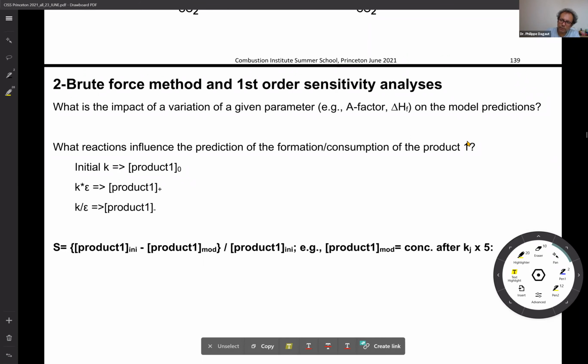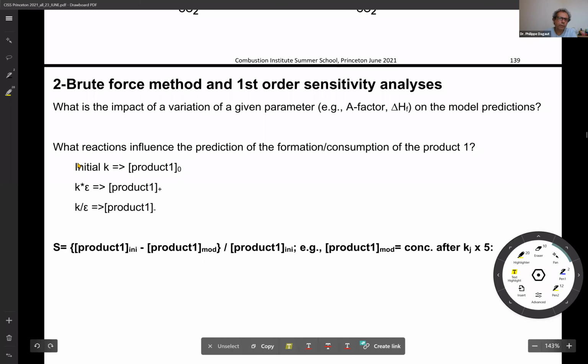Since these rate constants have some uncertainty, which can vary very much from one reaction to another, it's an important aspect that people who are doing modeling are interested in. So what is the impact of a variation of a given parameter on the model prediction? What reactions influence the prediction of the formation or consumption of a given product?